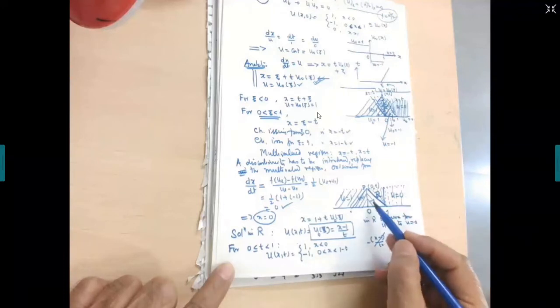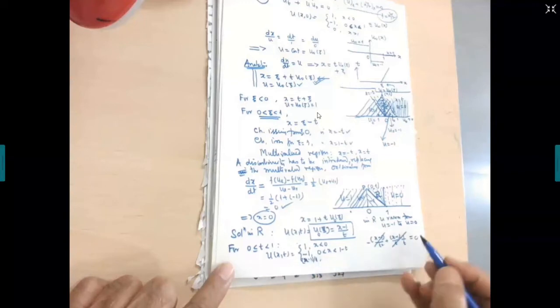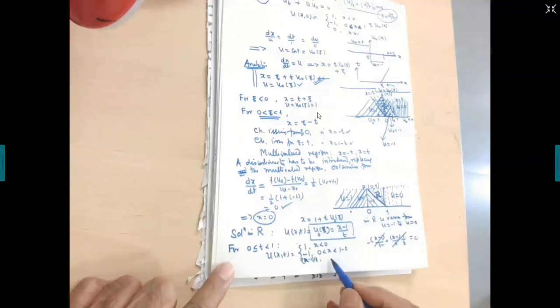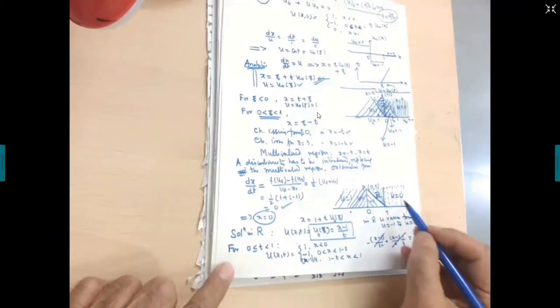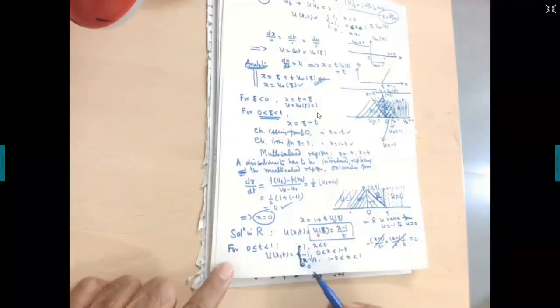So x varies from here to here. Then there is a rarefaction region. Here we have obtained the solution x minus 1 upon t. In this region, x varies from 1 minus t; x is greater than this and less than 1. And beyond this, it is 0. So this is the complete solution.